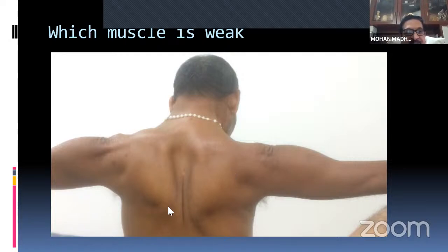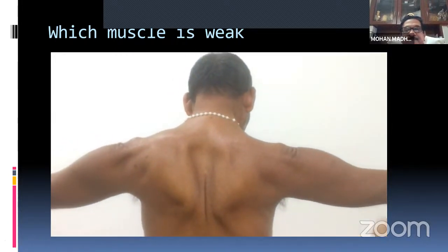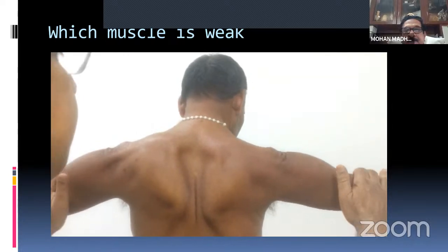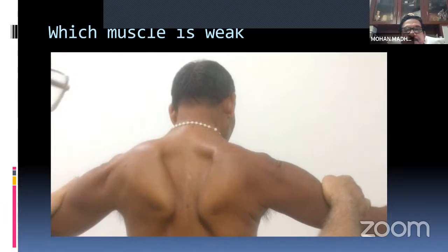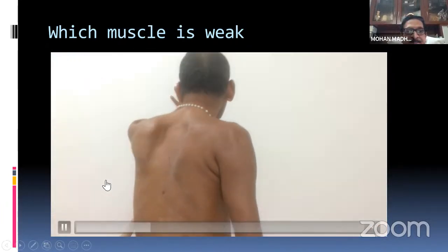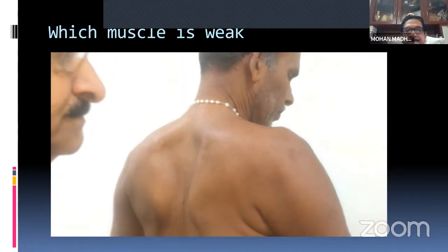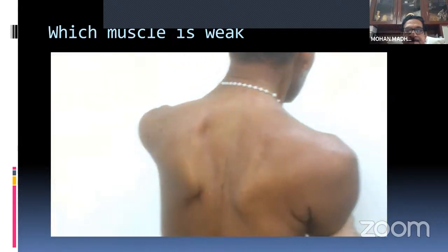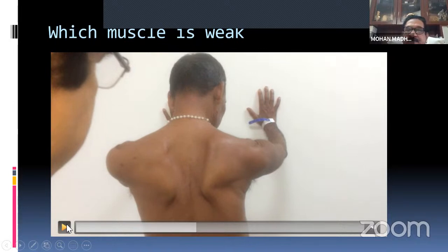Now let us see, this is the trapezius weakness. This is again testing the trapezius. Again, you find there is no moving out of the scapula. Now checking both hands. Now checking the serratus anterior, you find that the inferior angle is swinging more.